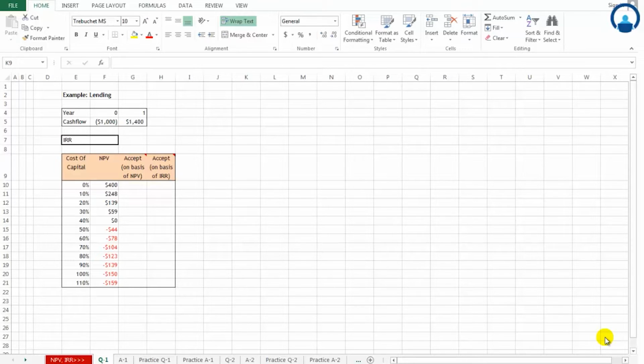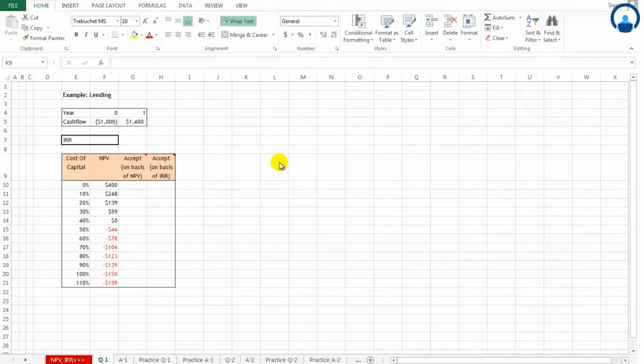Now, what is the acceptance rule for NPV? In case of individual projects, we will accept the project if the NPV is greater than 0. Simple. And in case of mutually exclusive projects, we choose the one which has the higher NPV as long as the NPV is greater than 0. So we need to keep in mind that if the NPV is greater than 0, we will take that project.